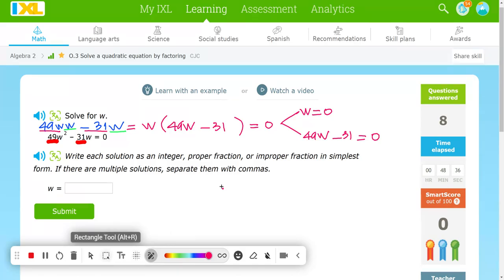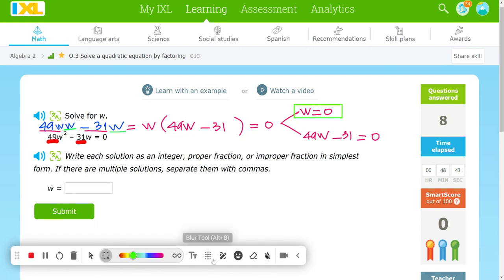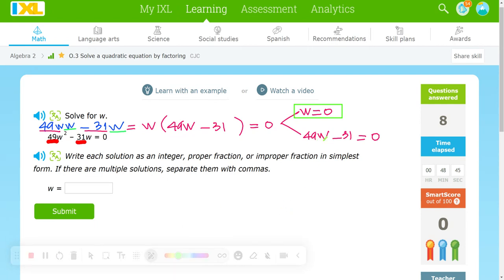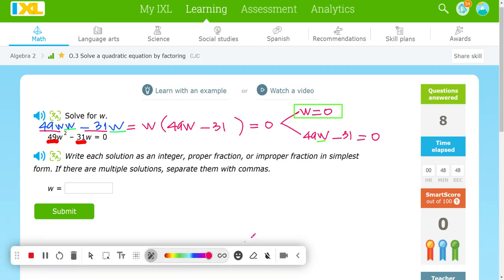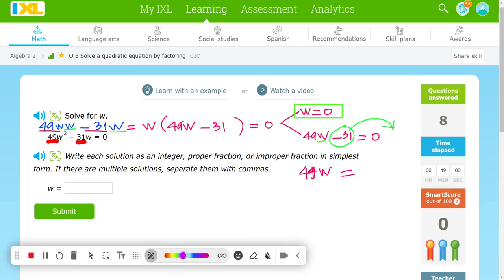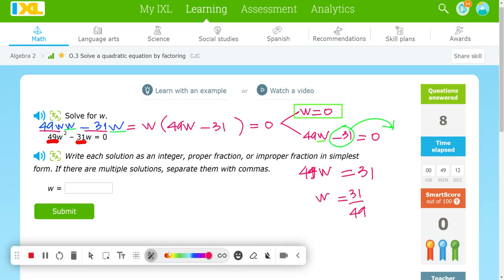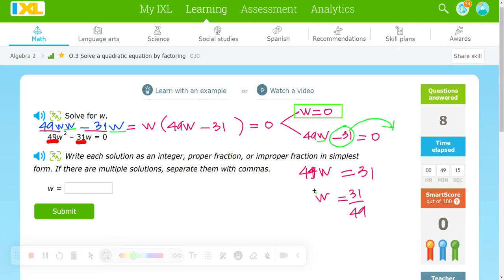So you got your first solution right here. Here we go, W equals 0. That's the first solution. Now the second solution. You want to solve for W. So first, I keep 49W. I move negative 31 to the right side, so now it becomes positive 31. Here's my last step: I divide by 49 on the right side. So that's it, I got my second solution right here, W equals 31 over 49.